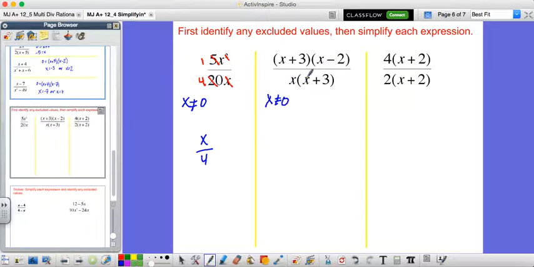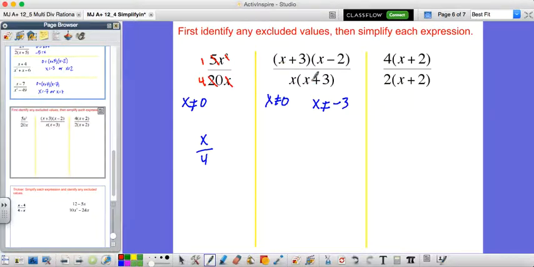Because 0 times, well, if you plug 0 in for x, you get 3. 0 times 3 is still 0. X also could not be negative 3, because negative 3 plus 3 would give you 0. 0 times negative 3 is still 0. So now that we have that out of the way, what can we simplify?